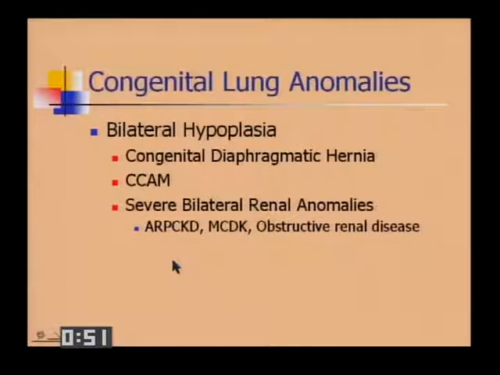Bilateral hypoplasia, not agenesis, is difficult to live with, but some people do, with diaphragmatic hernias, CCAM, and severe renal abnormalities. And that's a different pathophysiologic chain. If you don't make enough urine, you have not enough amniotic fluid and a lot of compression of your chest, and you can have a very narrow thorax, even though the lungs are intrinsically normal, and you can have respiratory distress.